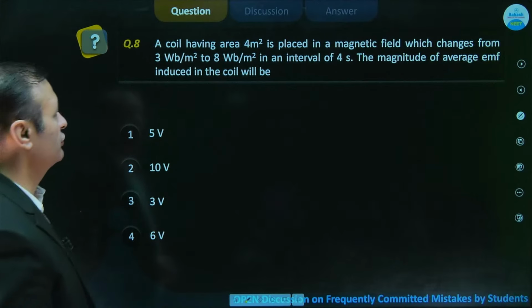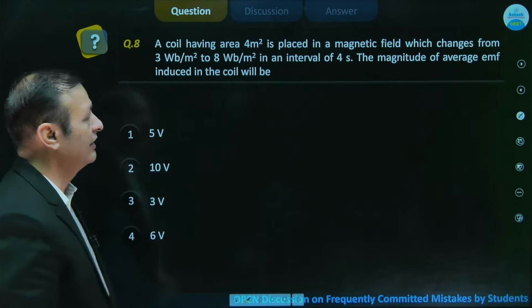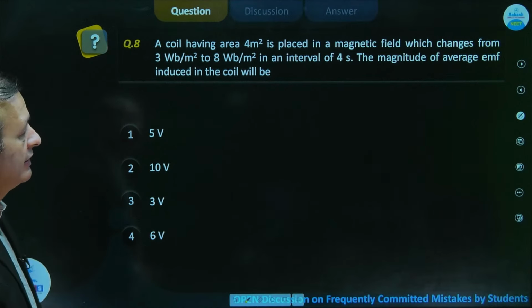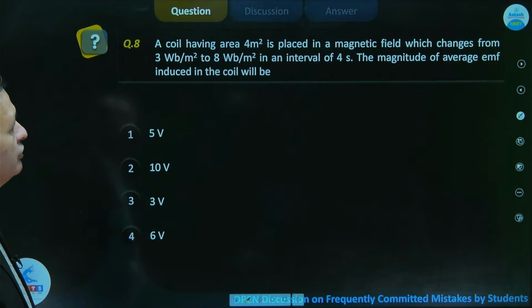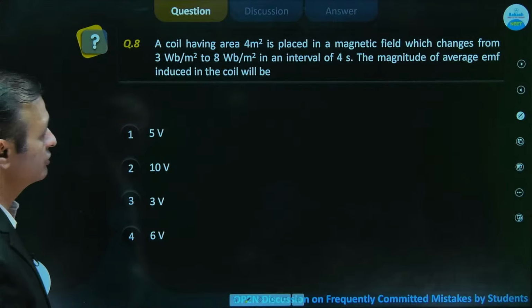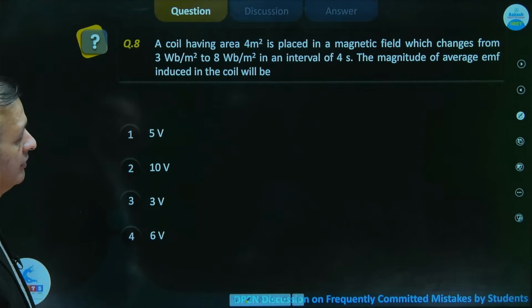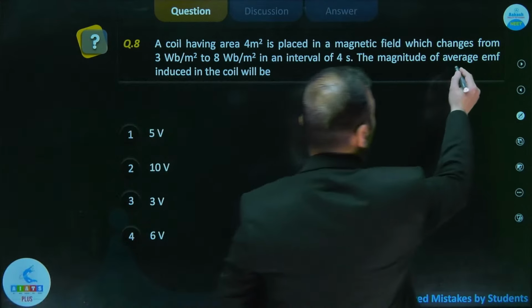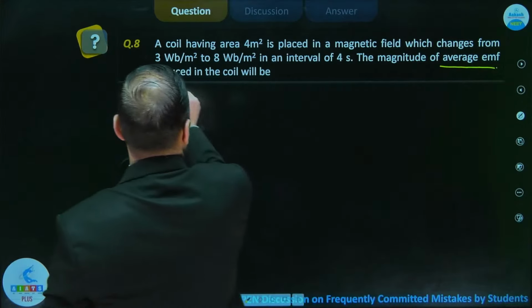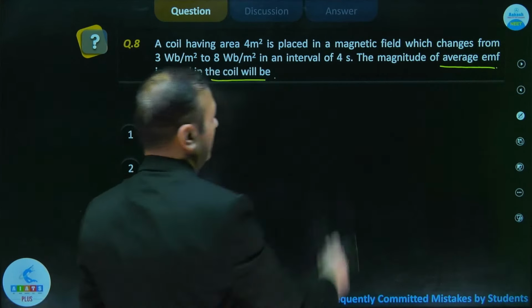Now, the next question says, a coil having an area of 4 meter square is placed in a magnetic field which changes from 3 Weber per meter square to 8 Weber per meter square in an interval of 4 seconds. Find the magnitude of average EMF induced in the coil.